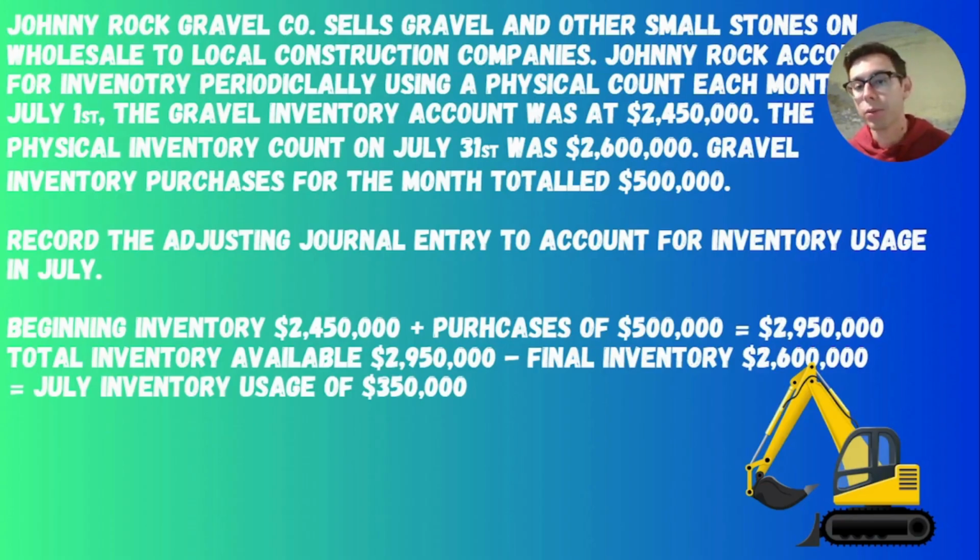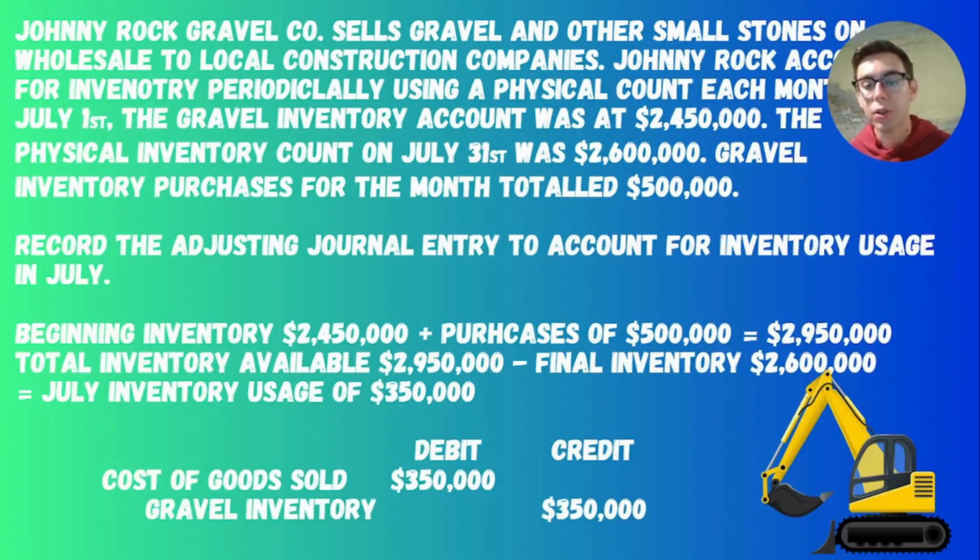The final inventory was 2,600,000. So when we subtract that from 2,950,000, we get 350,000. And this is how much inventory that we used in July. So the journal entry to record that expense of 350,000 will look like this.